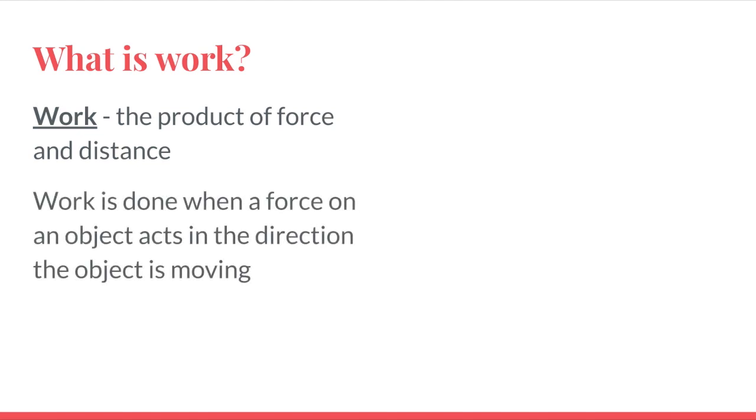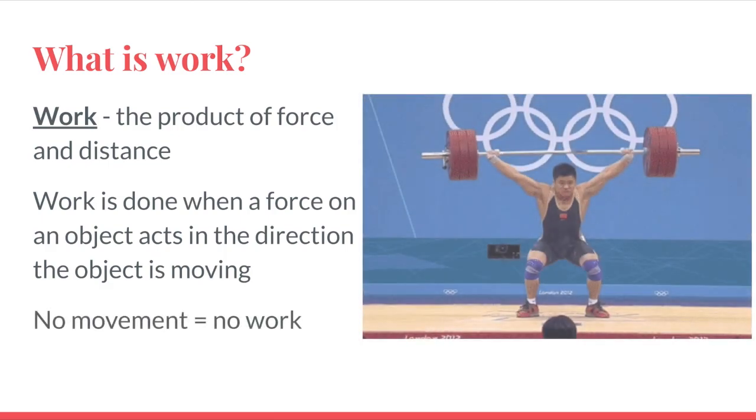Work is done when a force on an object acts in the direction the object is moving. That means you apply a force in a certain direction, so you push a box to the right, and the box moves in that direction. So if you have no movement, you've got no work.